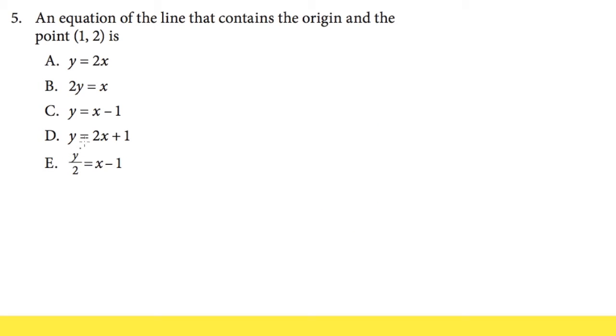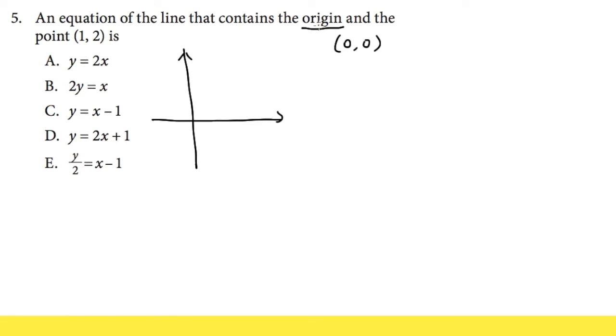For number 5, we are going to figure out an equation that contains the origin and the point (1, 2). First, the origin is just the point (0, 0). And let me provide you guys with a picture, even though the question doesn't ask us to have the picture, but this is about the equation of a line. When you see the picture, it's easier to understand it.